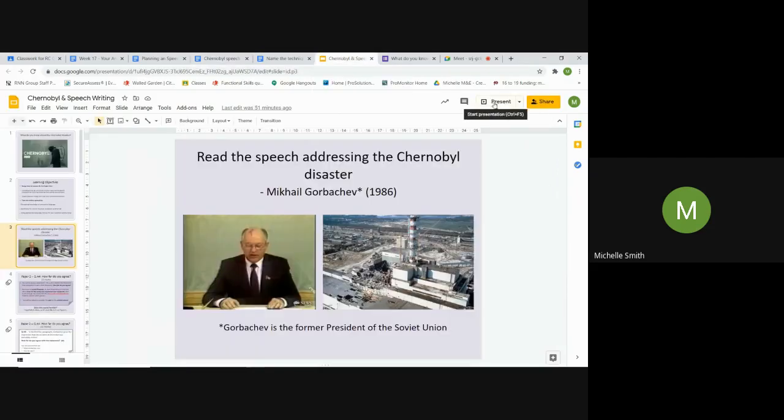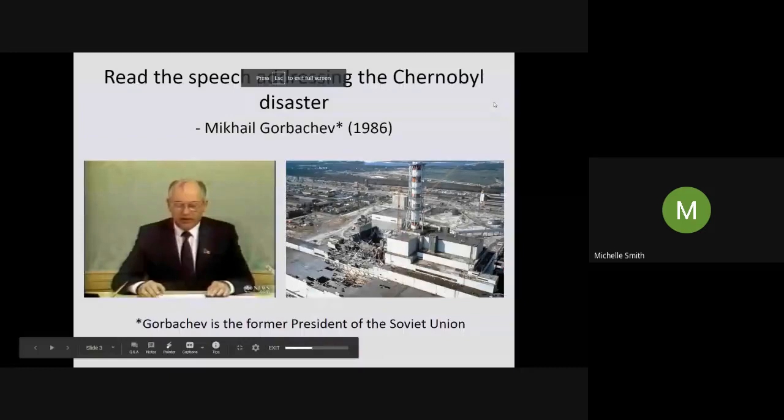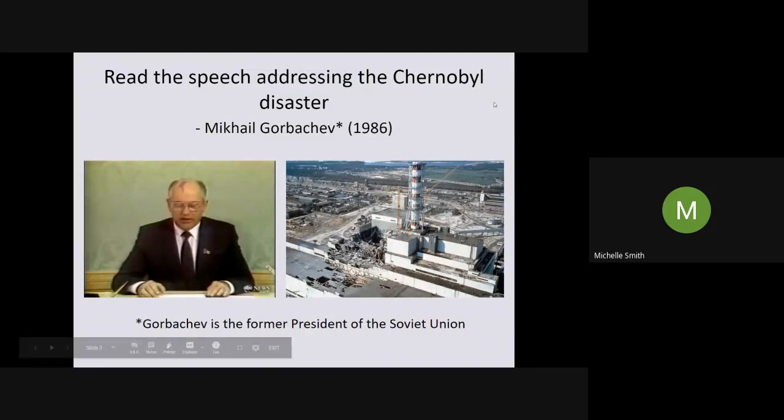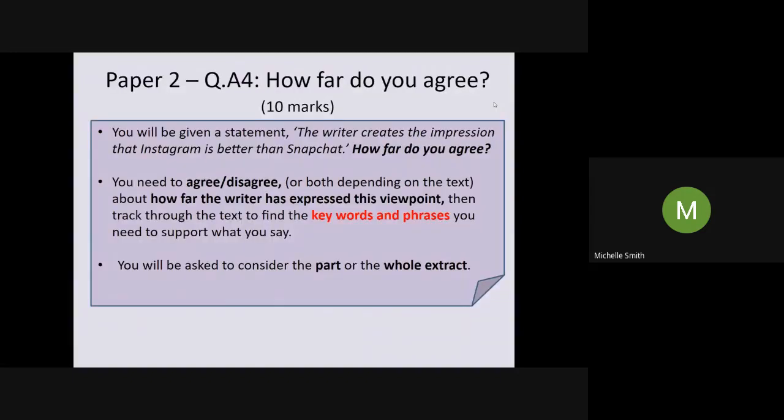Okay, so that's the speech delivered by President Gorbachev. So that's obviously translated into English. So apologies if I sounded a little bit awkward in saying some of that. Doesn't flow quite as well, I think, as if it was written in English. Okay, so let's have a look at question 4.